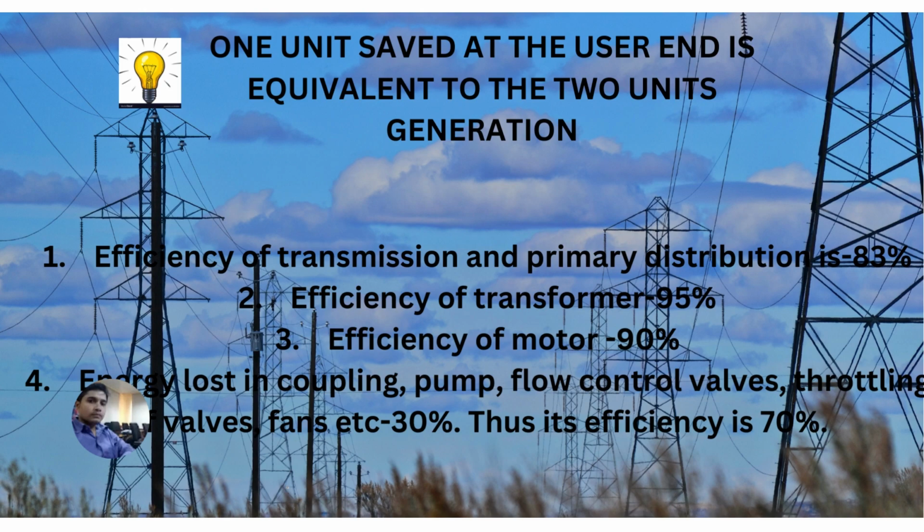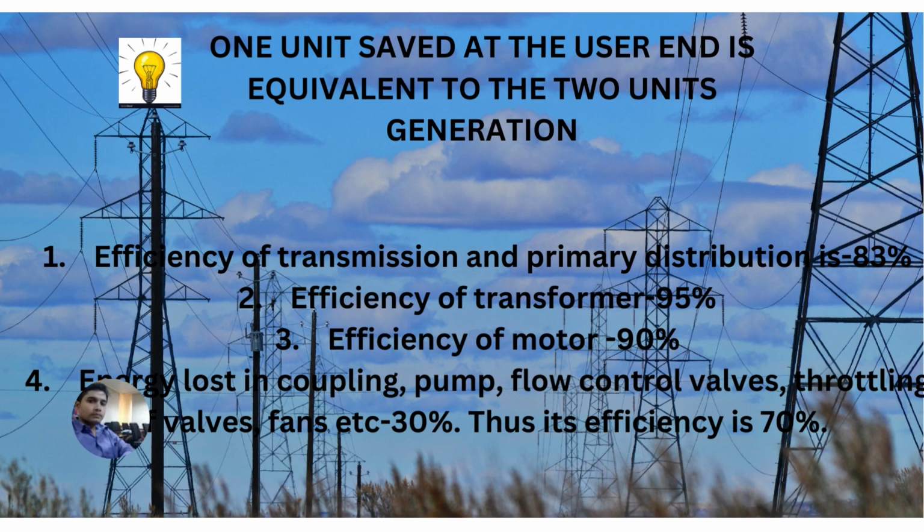So let's discuss how one unit saved at the user end is equivalent to 2 units of generation. First, according to the cascading efficiency, we know that the efficiency of transmission and primary distribution is 83%. When the power reaches any industry, there is a transformer. The efficiency of the transformer is approximately 95%, while the efficiency of the motor is 90%.